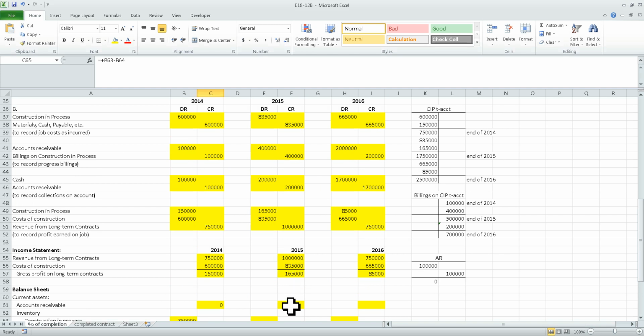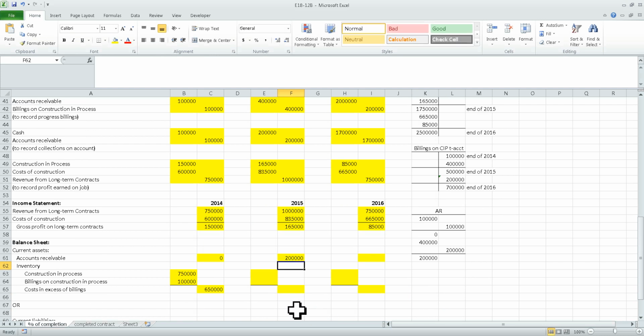Let's see, accounts receivable for 2015. Okay, we had a zero balance going forward, and we debited accounts receivable up here for $400,000, and we credited accounts receivable in 2015 for cash collections of $200,000. So the balance of accounts receivable at the end of 2015 is $200,000. Okay, so that $200,000 is going to show up here.